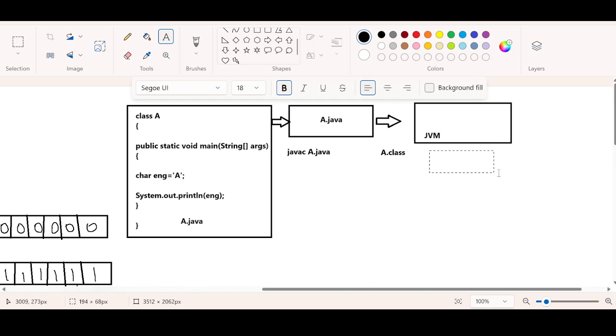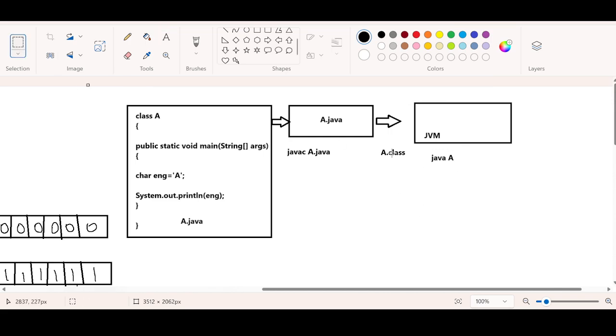For the execution, what is the command? java space class name. The moment you give this command, the a.class file will be loaded inside the JVM. The main thread will be created. Now focus here. The main thread gets access to the main method. So it has found the main method.